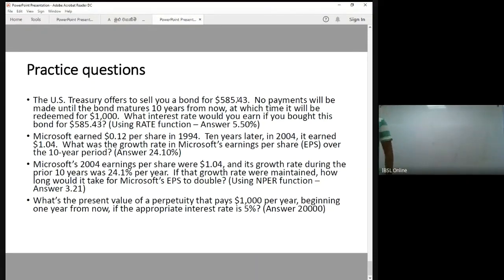The US Treasury offers to sell a bond for 585.43. No payment will be made until the bond matures in 10 years from now, at which time it will be redeemed for $1,000. What interest rate would you earn if you bought this bond for 585.43?